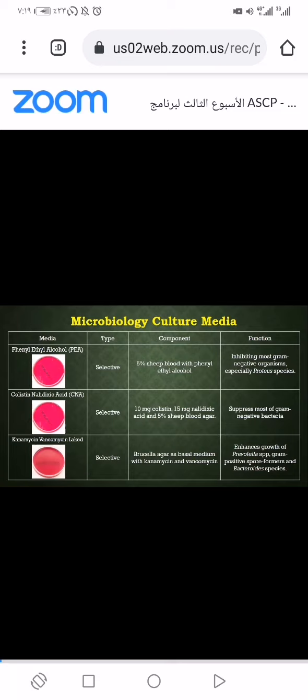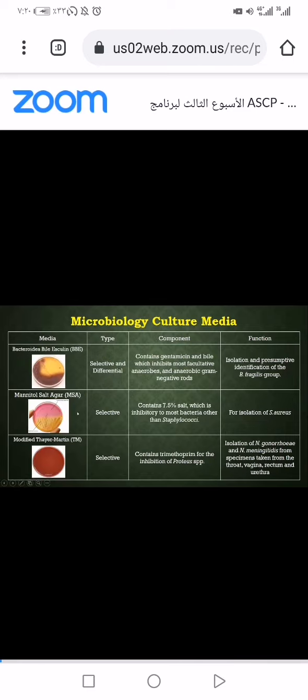Okay, we will talk further about culture in the next slide. This plate is BBE, Bacteroides Bile Esculin. It's selective, it's for Bacteroides fragilis. It contains bile, and this bile inhibits most of the facultative anaerobic gram-negatives. Okay, it's for isolation of Bacteroides fragilis.